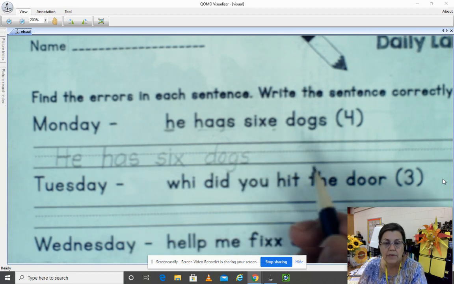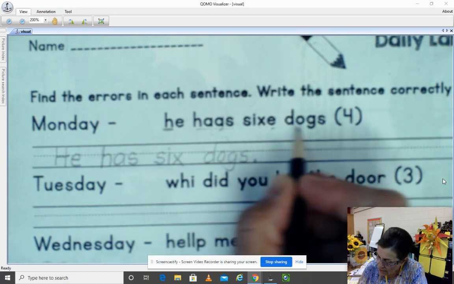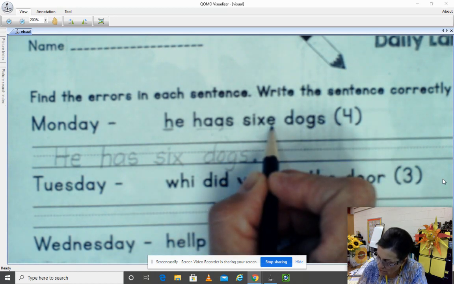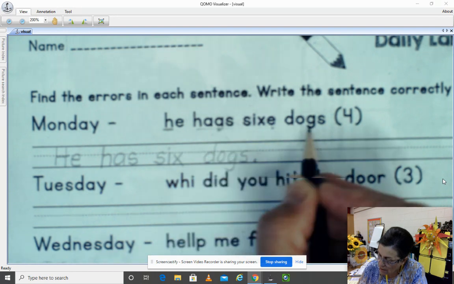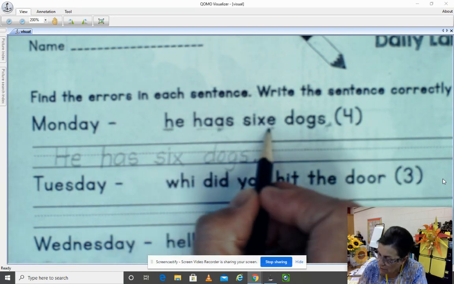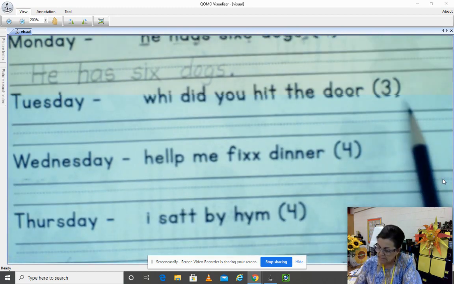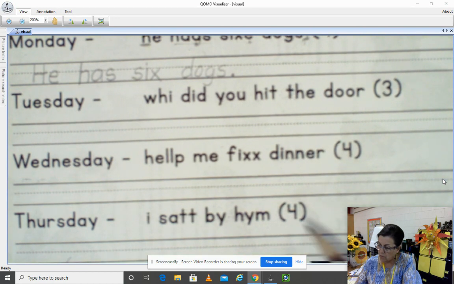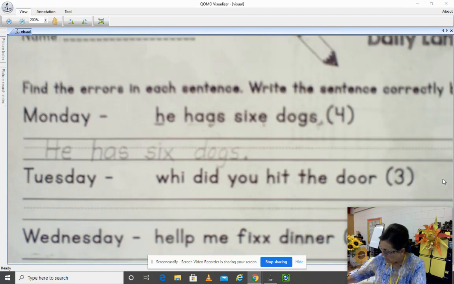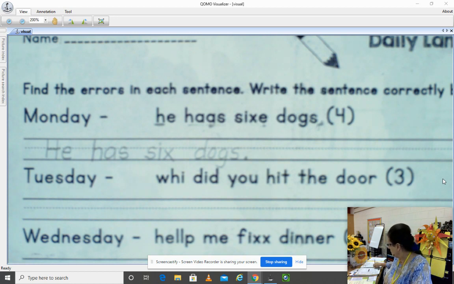So I'm going to add the S, but then I need an ending mark. So this was an error, this was an error, and it needs a period here. So 1, 2, 3, 4 mistakes, okay? So there's 3 mistakes in that one, 4, 4, and 4.